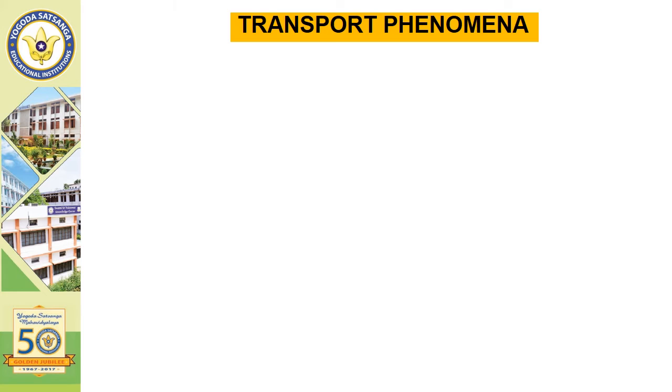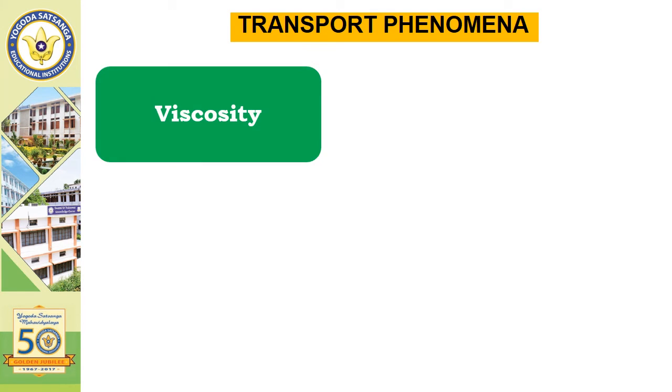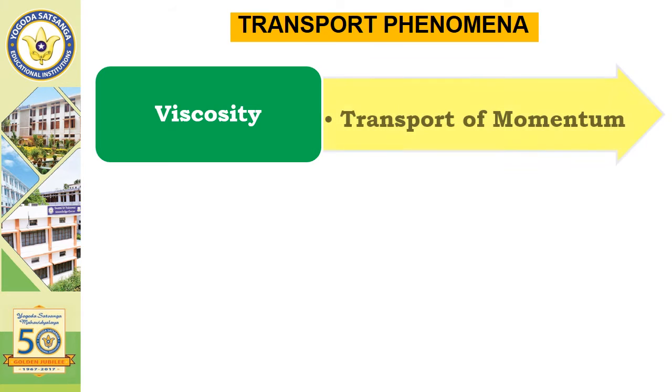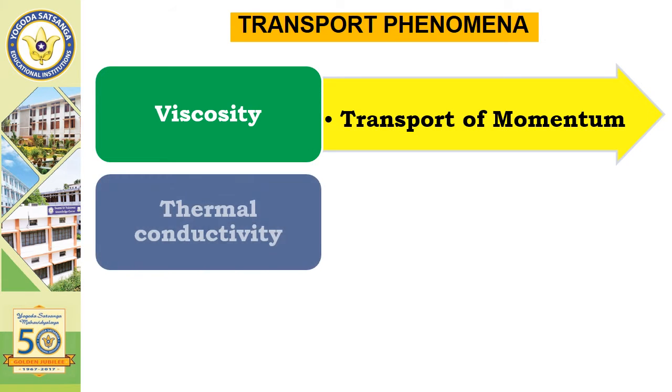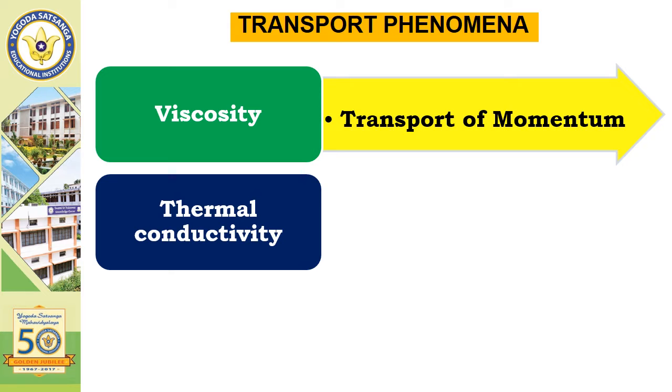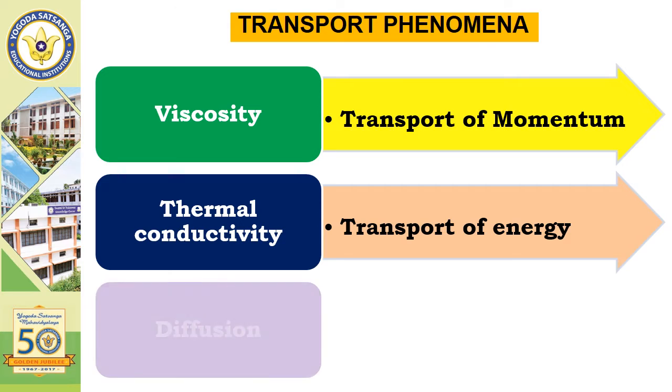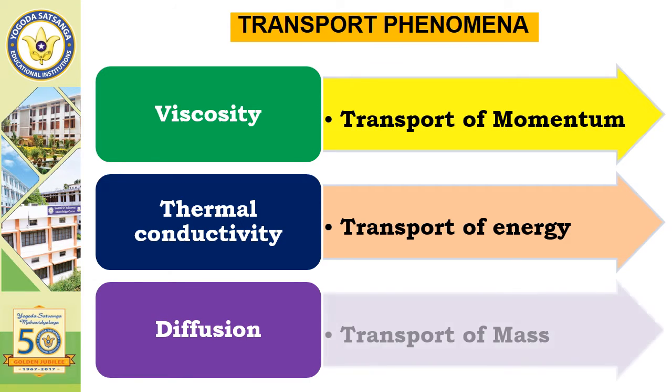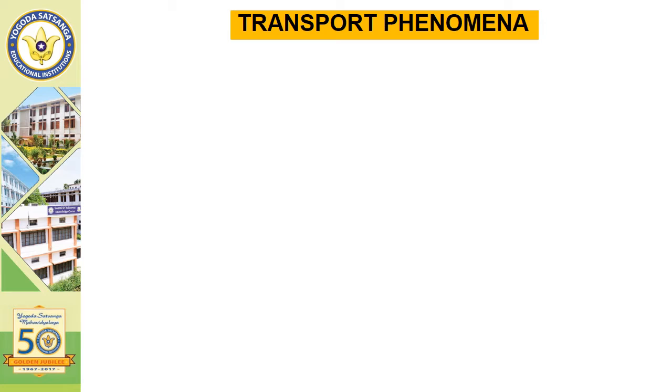Transport phenomena are of three types. First one is viscosity, which is termed as transport of momentum. Second is thermal conductivity, which is clearly the transport of energy. Third one is diffusion, which is termed as transport of mass. First we start with the term viscosity.